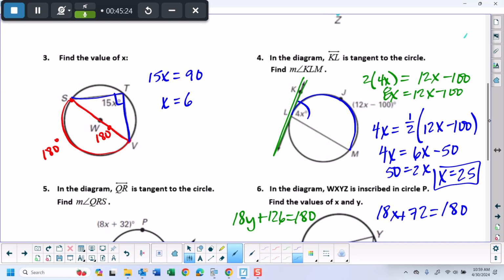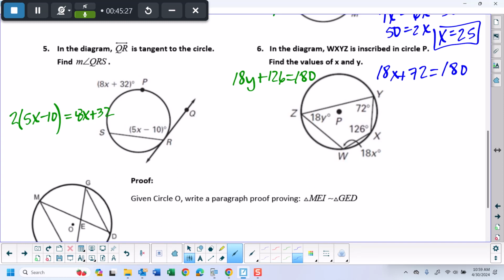All right, when I look at 5 and 6, I've got the same story. I doubled my angle to equal my arc. I could have halved my arc because those are both even numbers and friendly, but instead I did 10x minus 20 is equal to 8x plus 32. Not a problem to then solve for x.